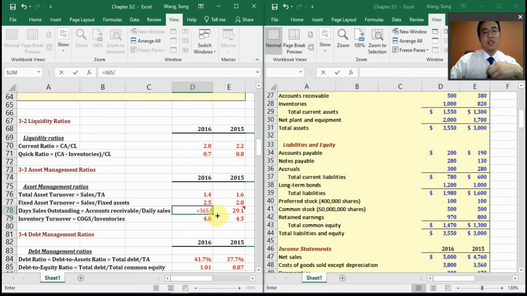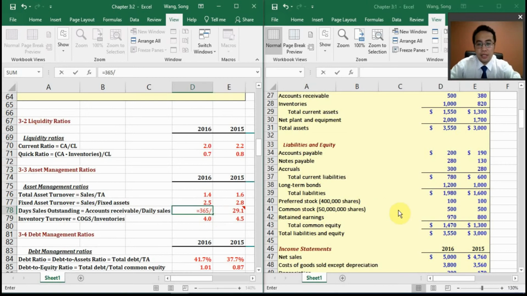365 days in a year divided by the receivable turnover. And receivable turnover tells you how many times your receivable gets collected from the time it is outstanding during the year. So you use the number of days in a year divided by the times, and that's telling you how many days it takes on average to collect your receivable just once. So how do you get your receivable turnover?